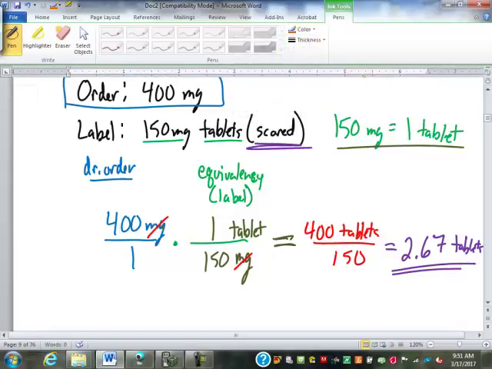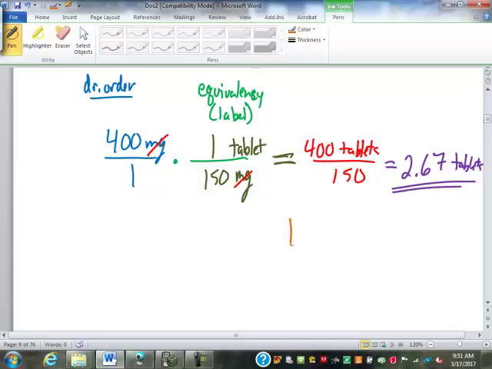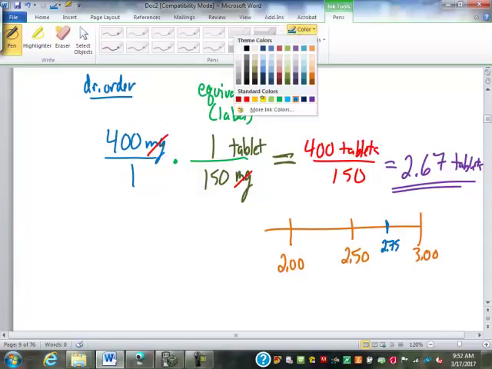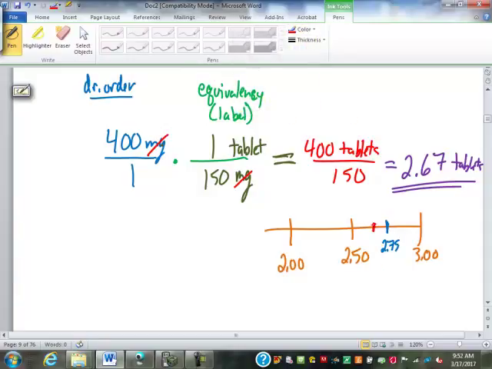So if we're looking at this to the nearest half of a tablet, this would be 2.00. This would be 2.50, 2.5. 3.00 would be 3. The midpoint here would be what? Between 2.5 and 3. 2.75. So the 2.67 is smaller than that. So we would round that down to 2.5 tablets. So if we were asked to do this to the nearest half of a tablet, this would be listed as 2.5 tablets.